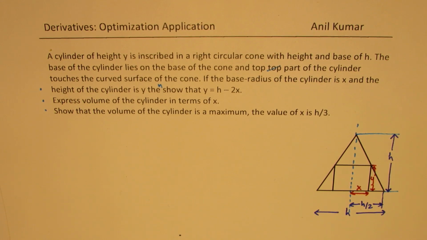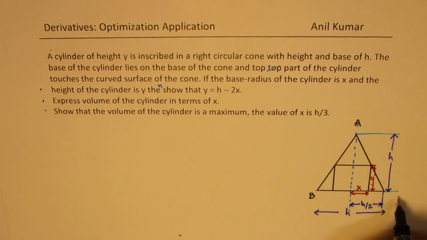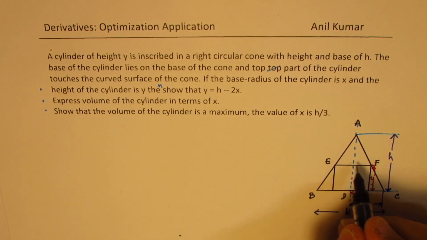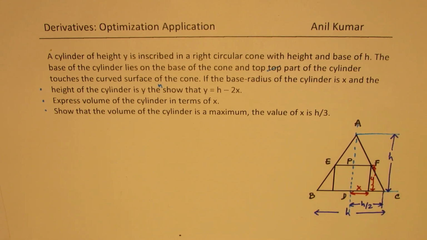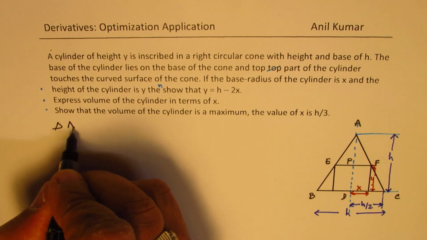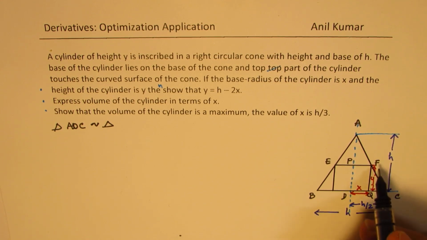Now to get the relation between height y and x, we should consider similar triangles. Let me label the triangles which we are interested in. Let's say this is A, B, and C. Let this point be D, and here we'll have E and F. And let's say this point is P. In that case, we see that the triangle ADC, the big triangle, is similar to the smaller triangle. Let's take this point as Q, FQC.